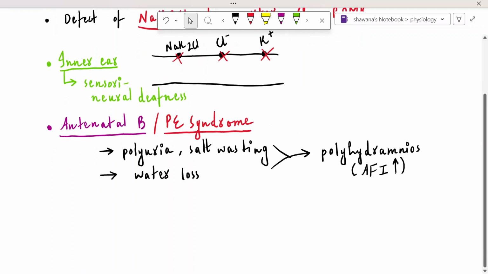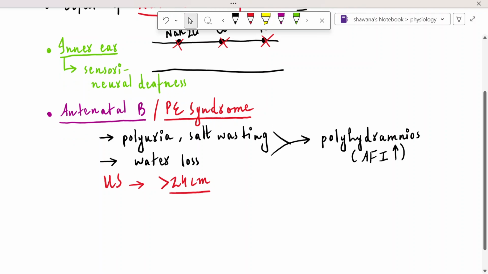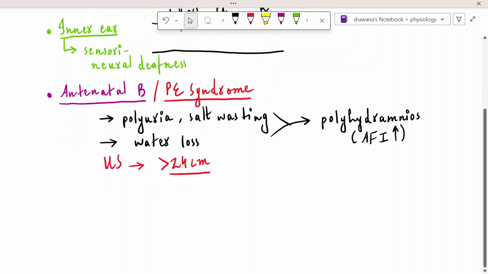So the next thing is that in the ultrasound, there is more than 24 centimeters of amniotic fluid index. Just an extra if you want to remember. And this was for the antenatal Bartter syndrome. Okay, this is the prostaglandin E syndrome.